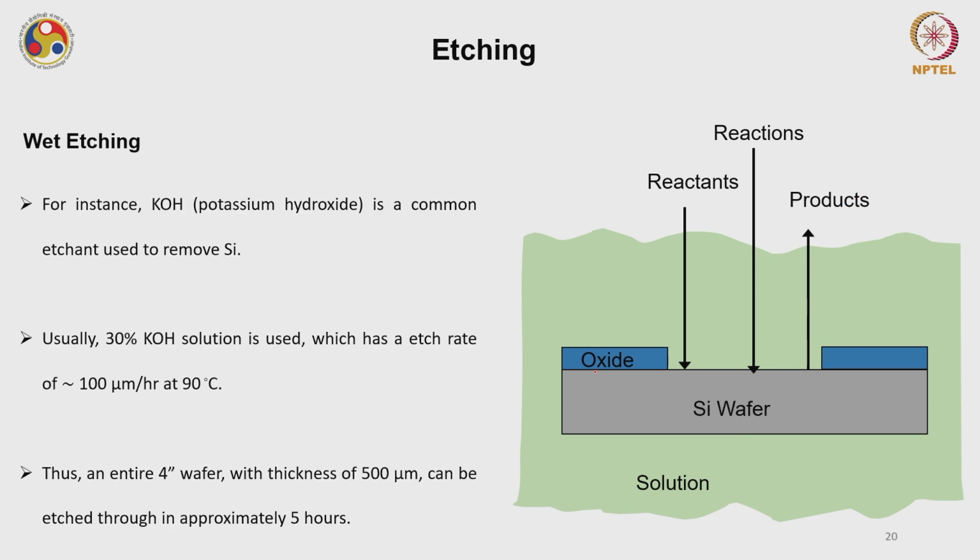Let's take the example of KOH, which is potassium hydroxide, a common etchant to remove silicon. Usually a 30% KOH solution is used, which has an etch rate of around 100 micrometer per hour when it is heated at 90 degrees Celsius. So if you use this particular solution to etch down some structure on a 4-inch wafer, and if the thickness of the wafer is 500 micrometer, it will etch down the complete wafer in 5 hours.